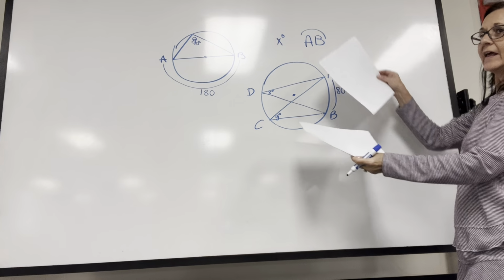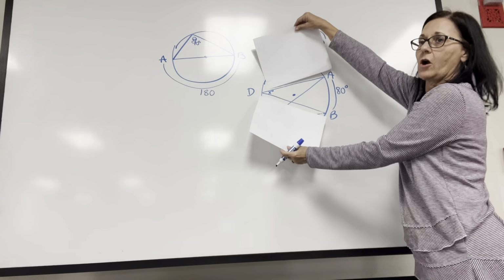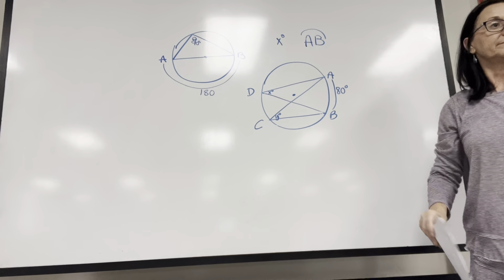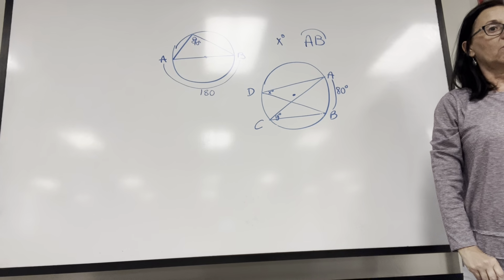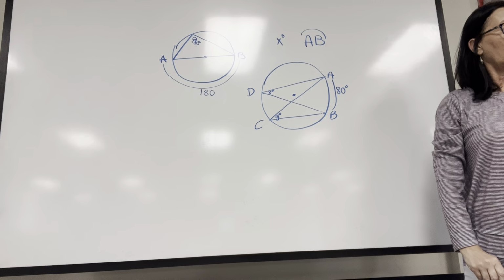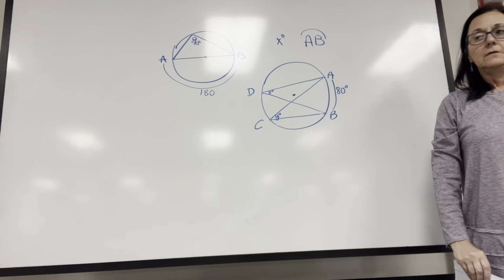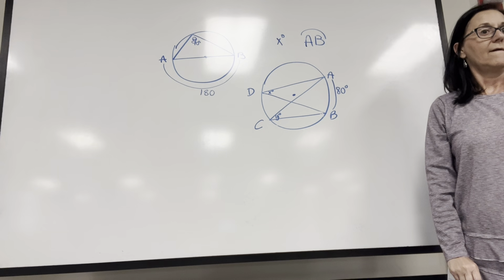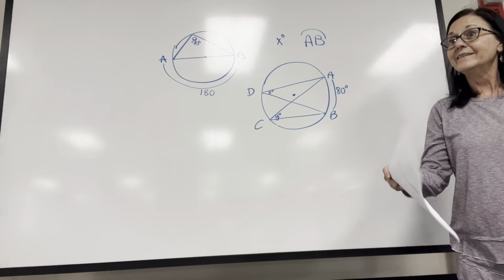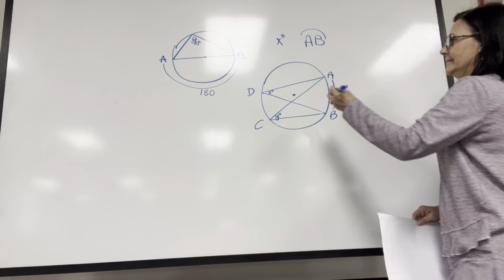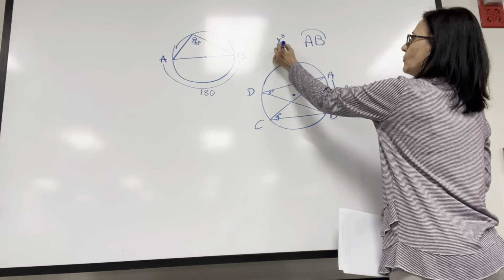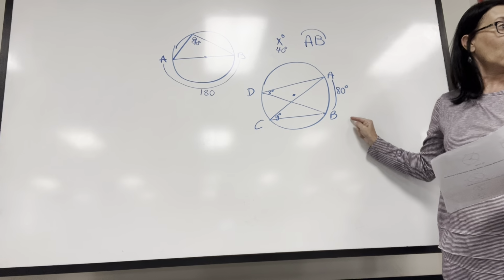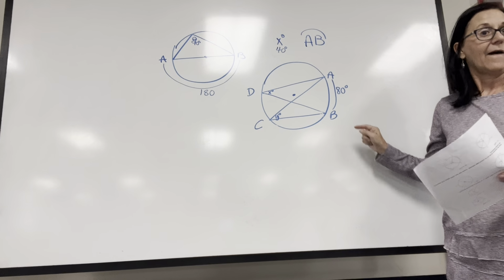Okay, but you agree that angle X intercepts arc AB. So how is angle X related to AB? Angle X equals what? 80? Would equal 80? 40. Oh, 40. Why does angle X equal 40 degrees? Because it's half of the intercepted arc.